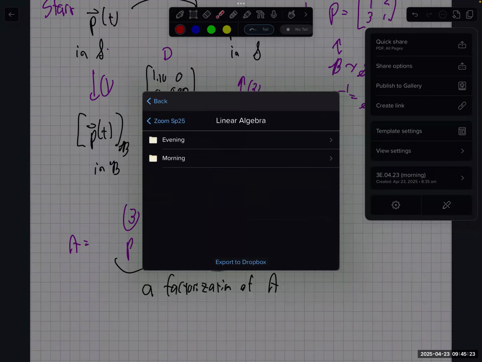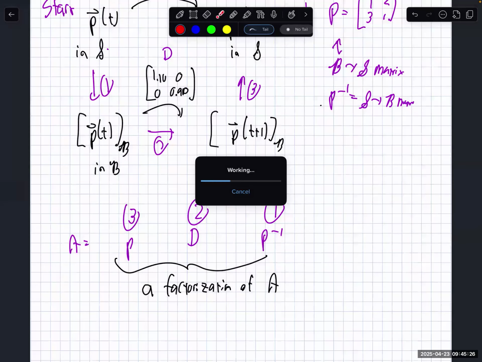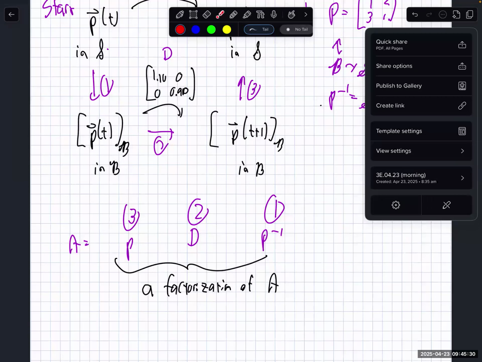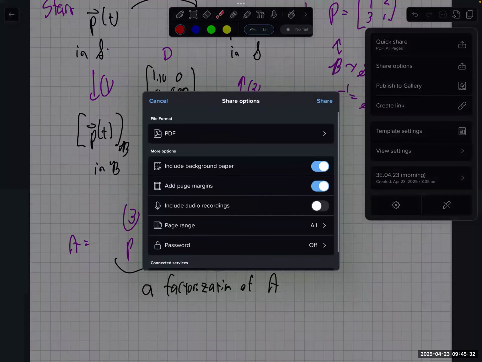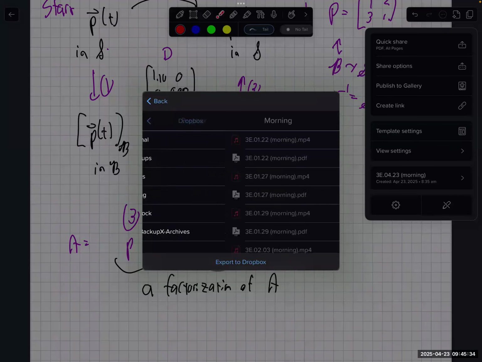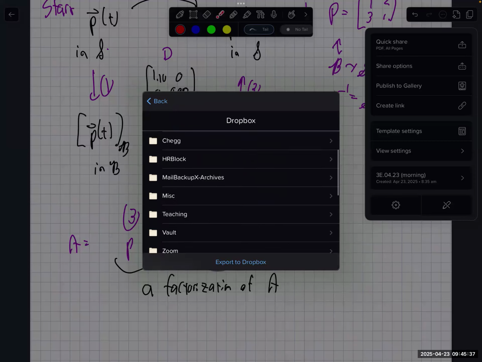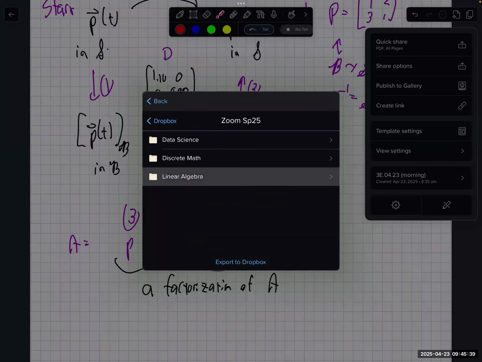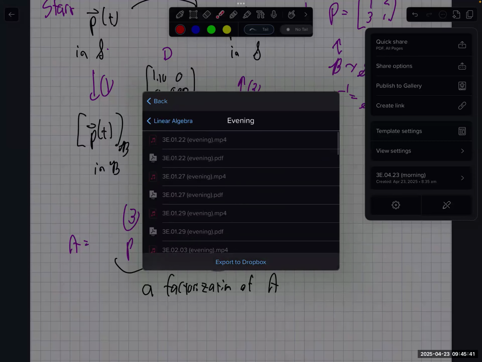Zoom linear algebra. I'll send this to the morning class. And I will send this to the evening class.